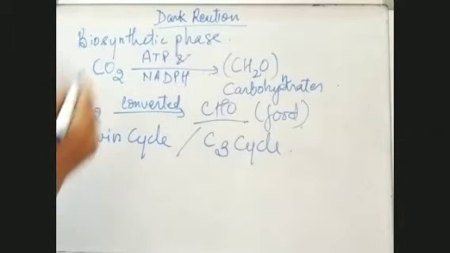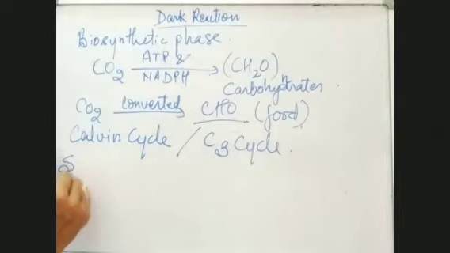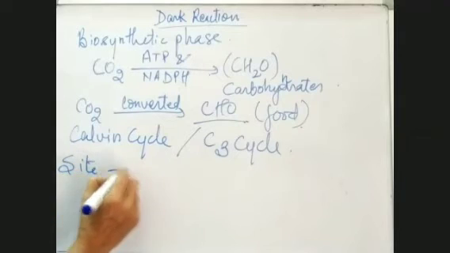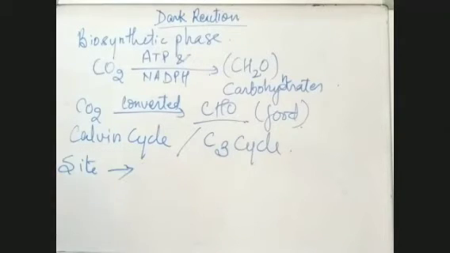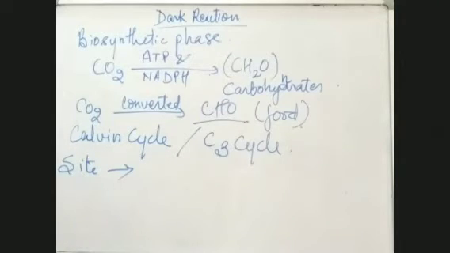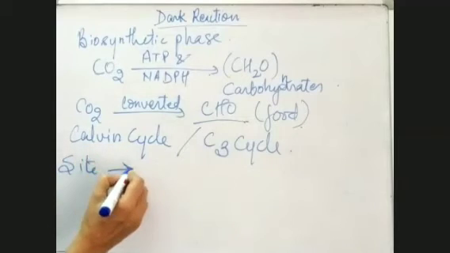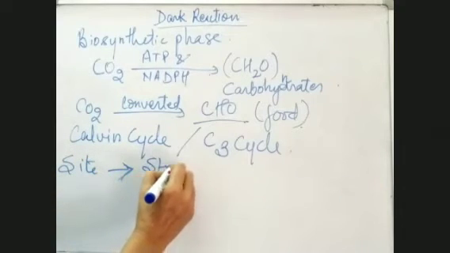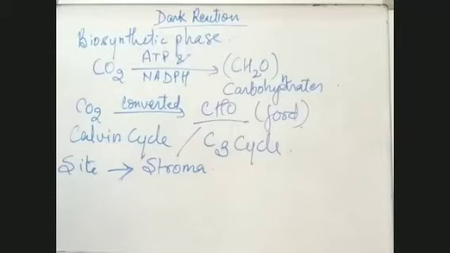Right now, I'll tell you the site of this dark reaction. Where does it take place? It doesn't take place in the thylakoid. Remember, the thylakoid is for the light reaction, for oxidative phosphorylation, for cyclic and non-cyclic photophosphorylation. The site for this is the stroma. This takes place in the stroma. Now I'll tell you why this is known as the Calvin cycle or C3 cycle.